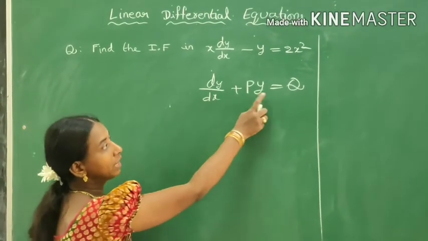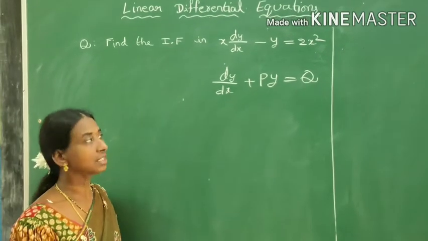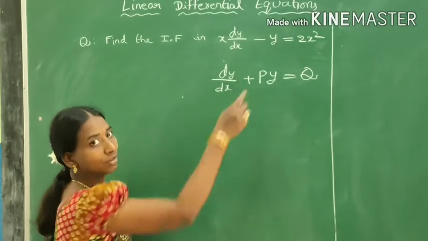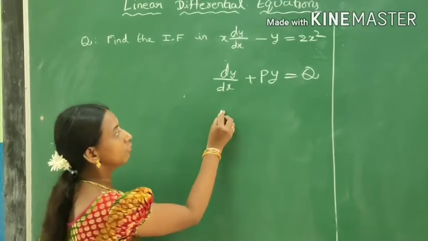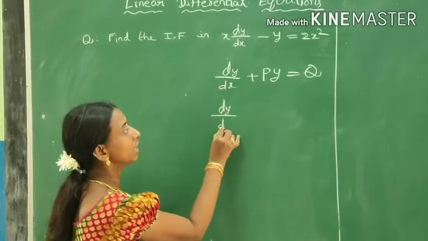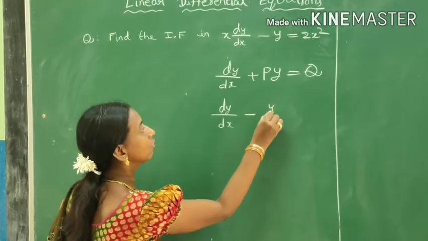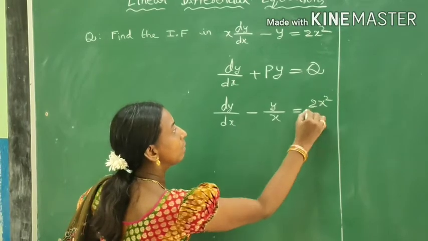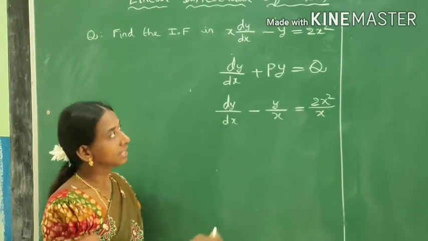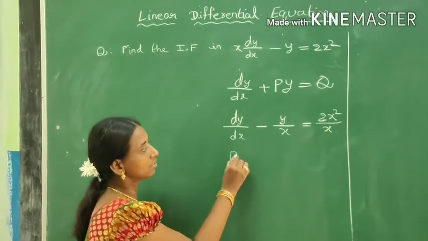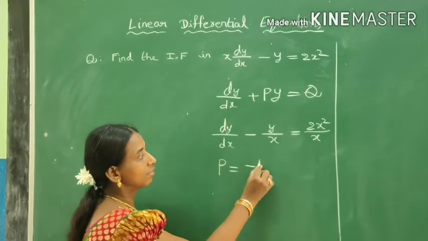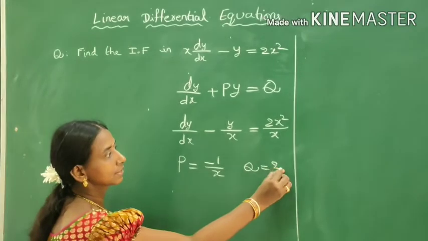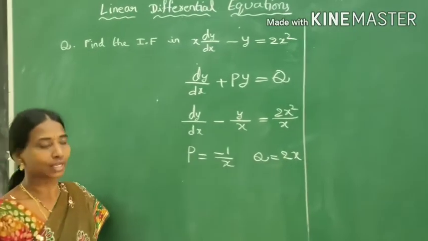In there, p and q are constants or functions of x. Reducing the given question into this form, we can write it as dy by dx minus y by x is equal to 2x square by x, which reduces to p is equal to minus 1 by x and q is equal to 2x.